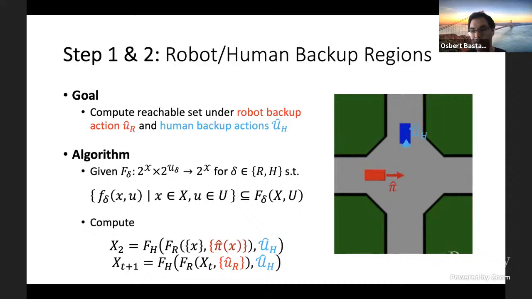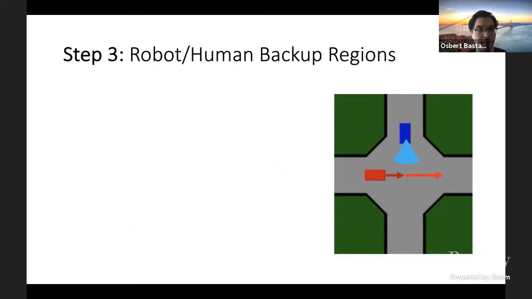Just to illustrate, after one step we're going to use pi hat, and after the first step we switch to using U hat R for the robot. We expand the reachable set for the human and roll out the robot trajectory at the same time. The formal way we do this is using an abstract interpretation framework. It's a pretty standard technique, and I won't go into details about exactly how that works.